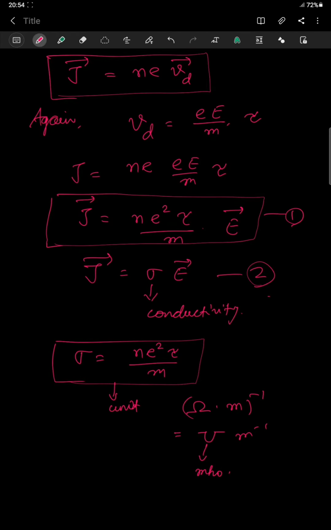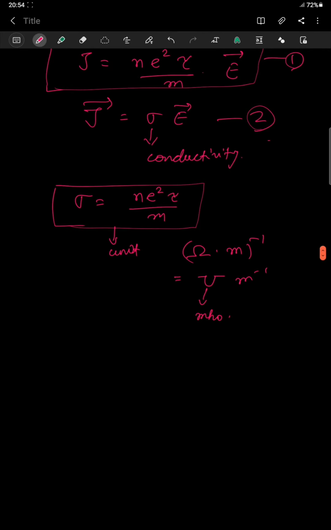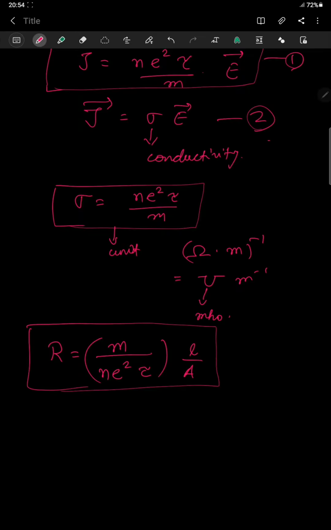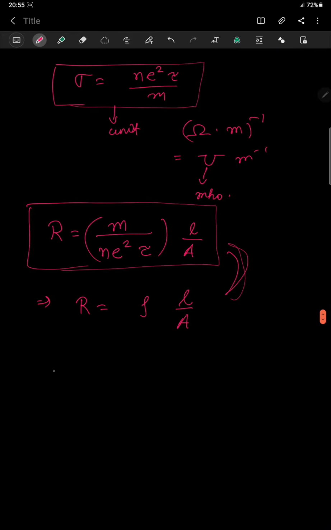If you remember properly, another formula we derived from Ohm's law is R equals m by Ne square tau into L by A. This is the equation we already derived in the last class. And we know R can also be expressed as rho L by A. So if you compare these two, what happens? Rho is your resistivity, and it is equal to m by Ne square tau.